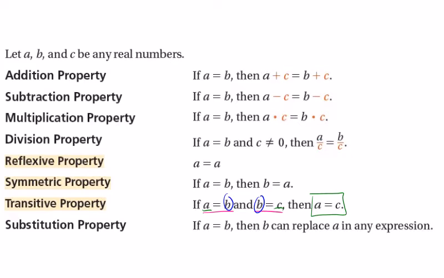And then the substitution property. Basically, if A equals B, then B can replace A in any expression. B and A are interchangeable. It's the same thing if I have a $10 bill and you have two fives. We can buy the same item or items with either value, because they're equal value.